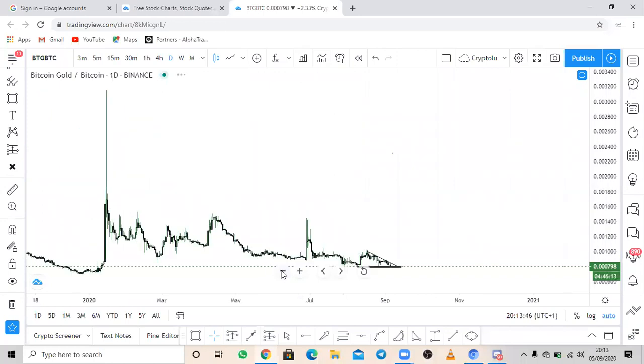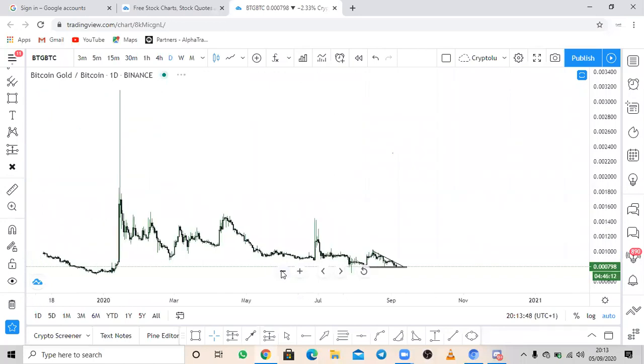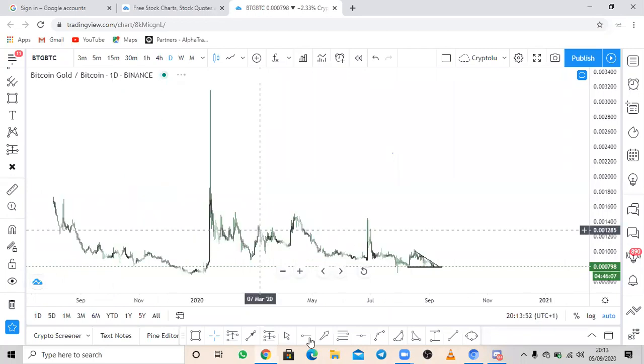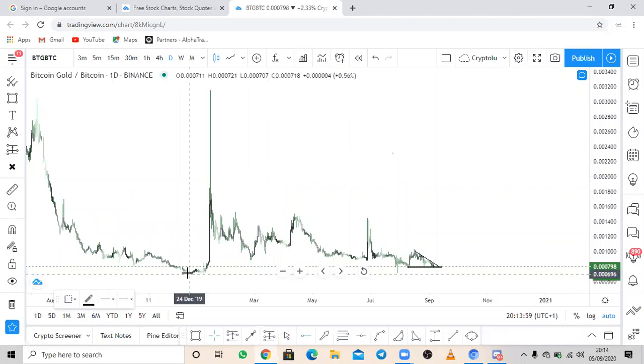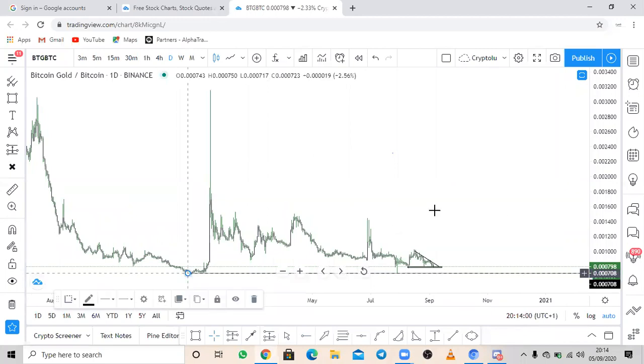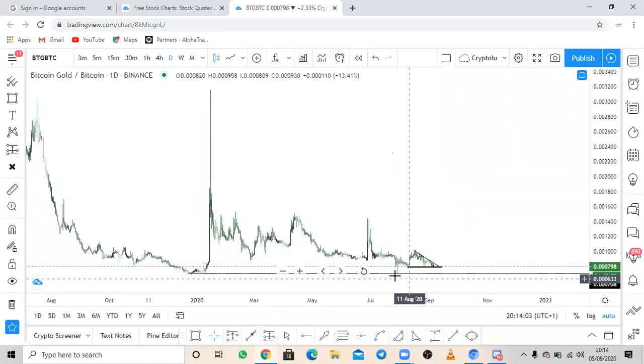Okay. So for my validation level, I would be getting out below this support here. So I'll be getting out below my buy limit. I'll just find a level around here to get out below my buy limit.